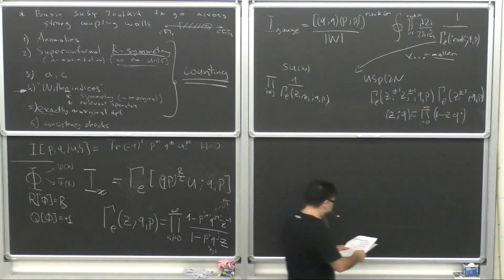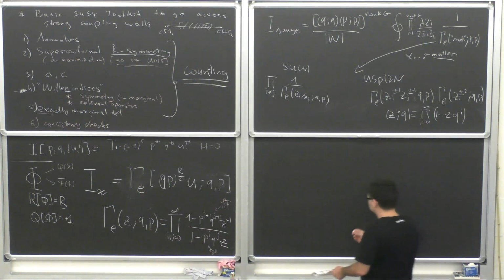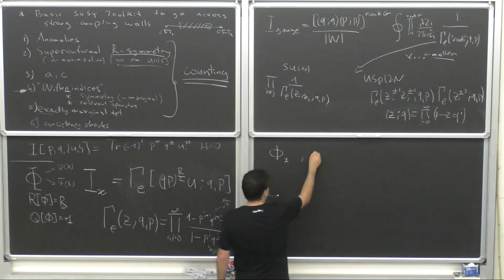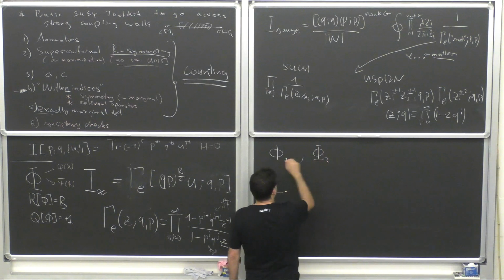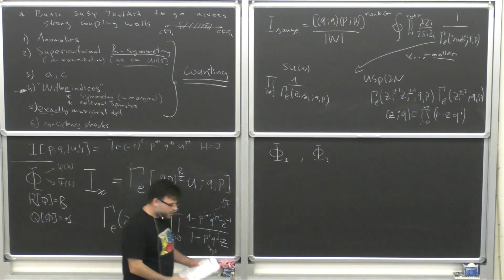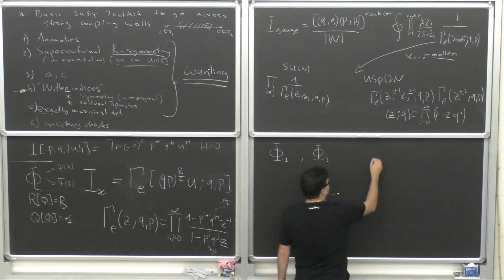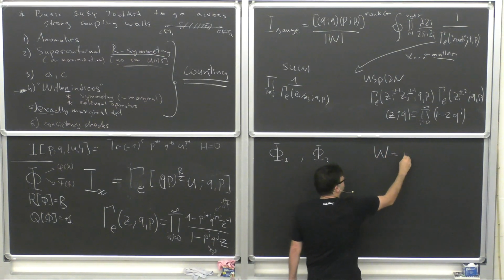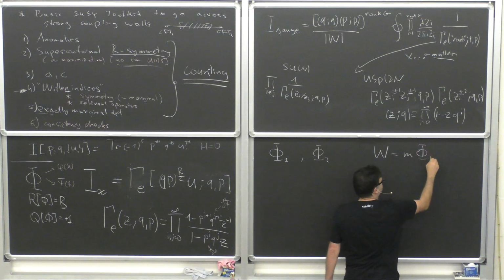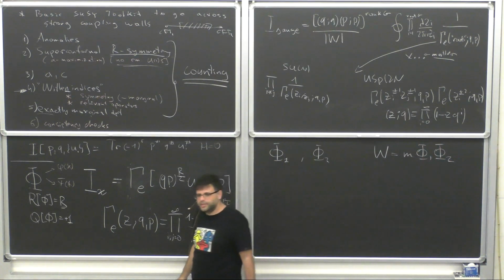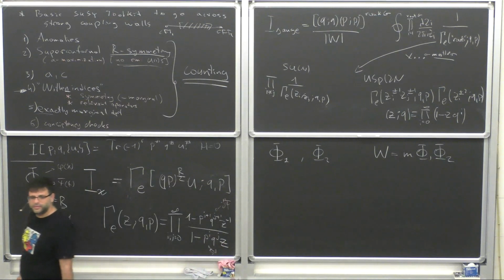Okay, so now let us do a very, very simple example. Let me take two fields. Let me call them phi1 and phi2. Two chiral fields, no gauge interactions. Okay, and I turn on a superpotential, which has the following form. It is M phi1 phi2. It's a quadratic superpotential. What does this mean? What kind of a theory do we have?